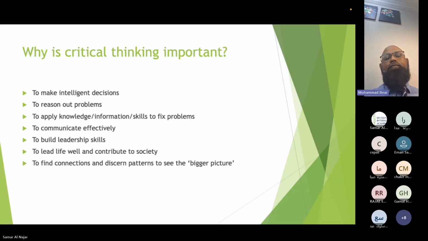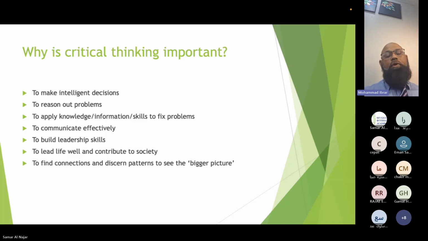To apply knowledge to fix problems. If we learn knowledge, we use it to fix problems. For example, as an EFL teacher, we have a lot of ideas how to deal with the problems of a student. So if students make particular mistakes, we know how to fix those problems. And sometimes we know why they're making this kind of mistake. Also, to communicate effectively. Critical thinking helps in getting the message across easily and effectively.